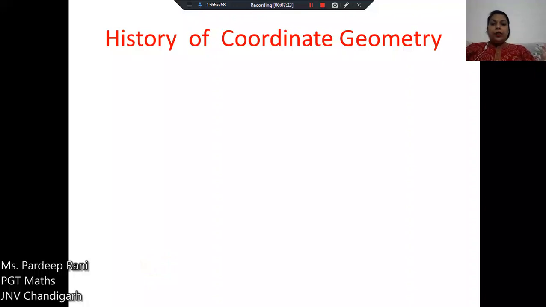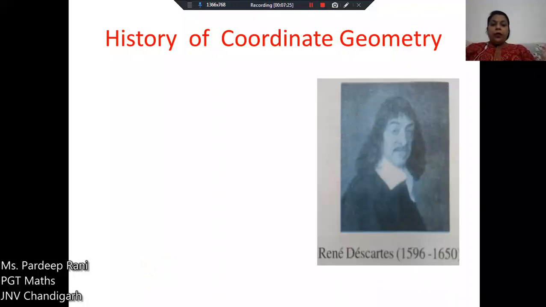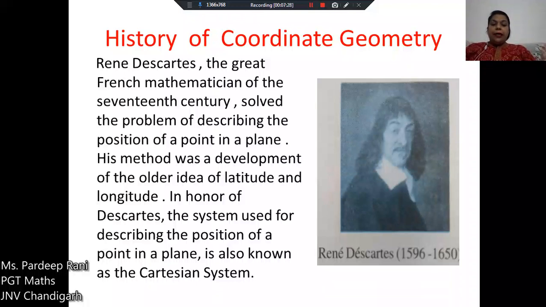Now, what is the history of coordinate geometry? Dear students, René Descartes was the great French mathematician of the 17th century. He solved the problem of describing the position of a point in a plane. He got this idea from the idea of latitude and longitude. In honor of Descartes, the system used for describing the position of a point in a plane is also known as the Cartesian system.